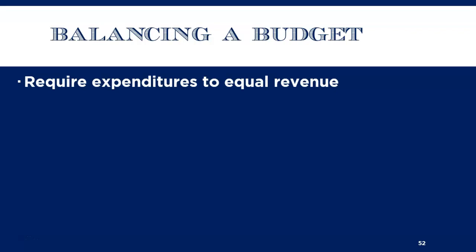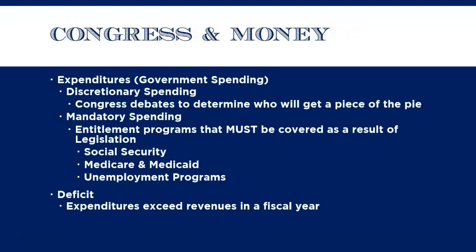They could require expenditures to equal revenue. We're talking about balancing a budget. I'm sorry, I did pass through all this. Let me go back and let you look at this for a minute. Pause if you need to. I'm going to give you about 15, 20 seconds, and then I'm going to move on.